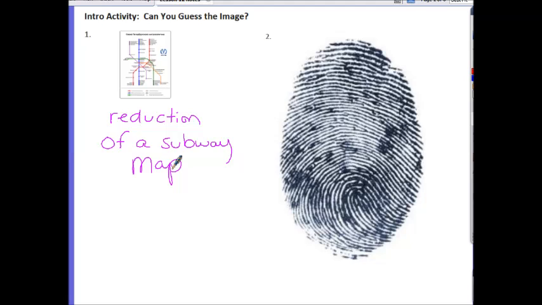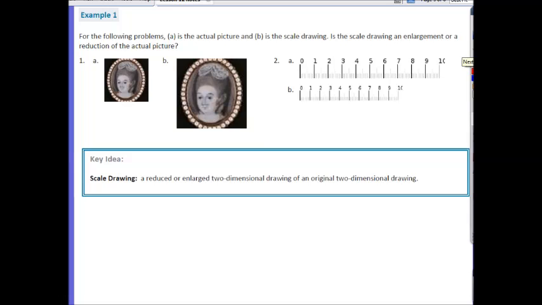If we take a look at image 2, we see that this is the image of a fingerprint or thumbprint that's been enlarged. And this is really what this lesson is going to be about, is simply identifying whether an image has been reduced or enlarged. So let's take a look at example 1.